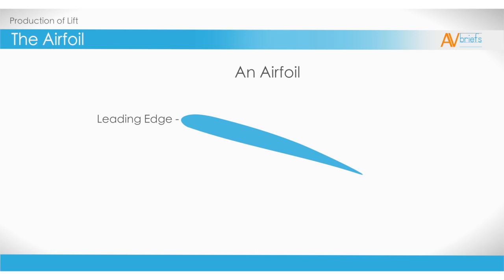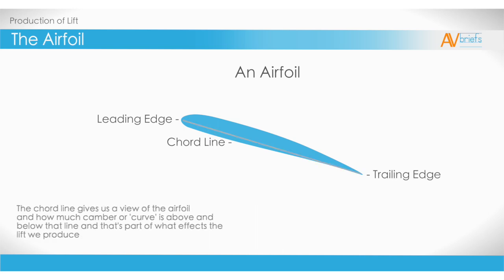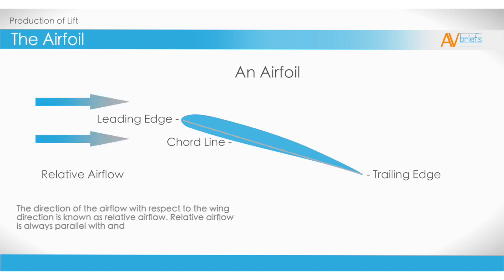The thicker end is called the leading edge. It's the front side that travels into the wind first. The trailing edge is on the other side and will be the last part of the wing to have contact with the airflow. When we join the middle of the leading edge to the middle of the trailing edge, we get a very important line. That line is called the chord line. The chord line gives us a view of the airfoil, and how much camber, or curve, is above and below that line. And how much camber is above and below that line is what affects the lift we produce.